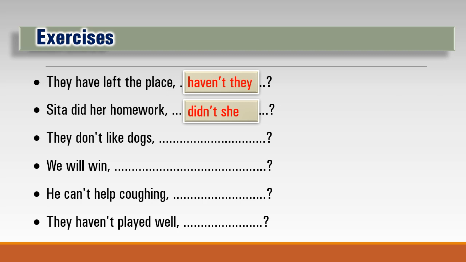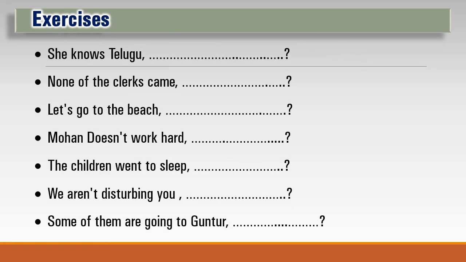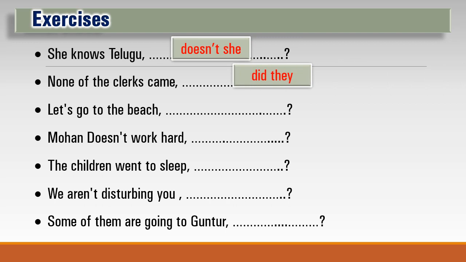Sita did her homework, didn't she? They don't like cats or dogs. Do they? We will win, won't we? He can't help coughing, can he? They haven't played well, have they? She knows Telugu, doesn't she? None of the clerks came, did they? None means no one. It is a negative statement.